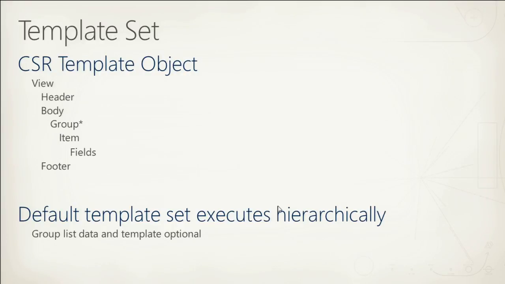Within the body, you've got a group. The grouping sometimes is a pass-through. It basically renders nothing and just says, hey, render each item. Or if you have grouping turned on, then it adds extra functionality. You've got the item level, which is effectively one row from your SharePoint list. And then you've got individual fields within that row. And this template set, by default, will execute in this hierarchical fashion. And the grouping may end up being there or not, depending on how your view is actually configured.